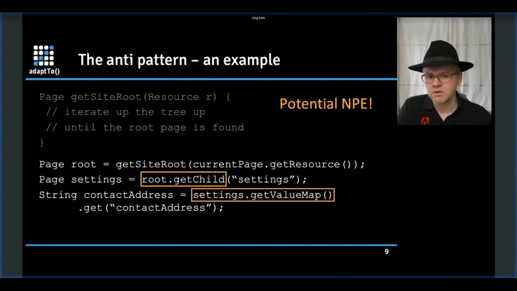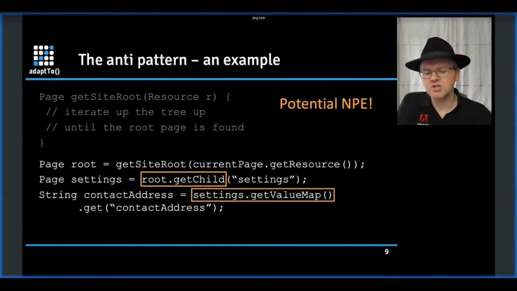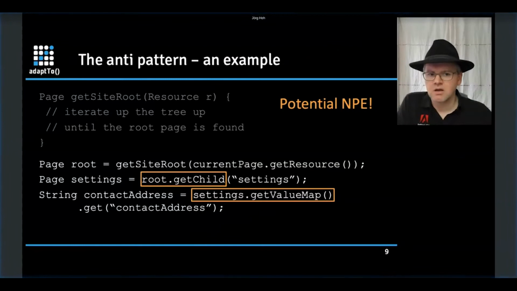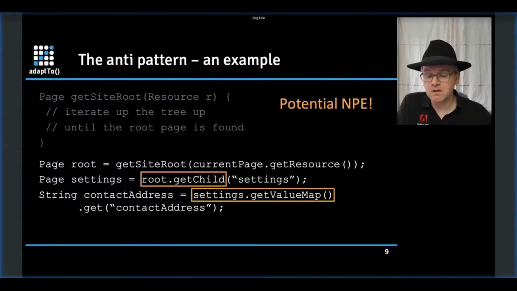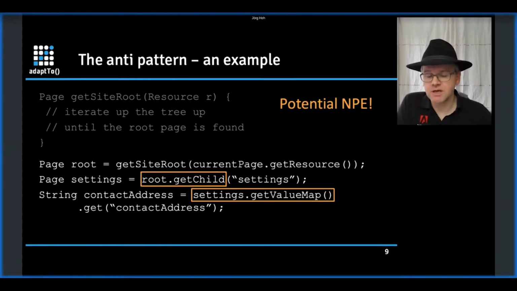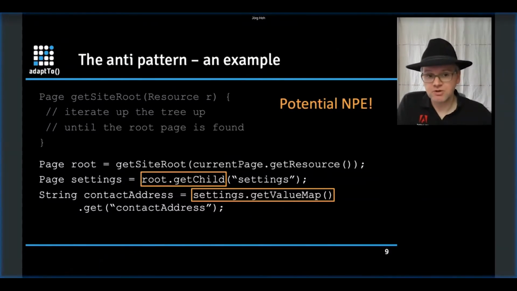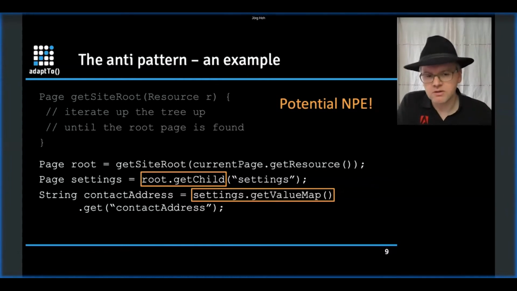A lot. First of all, we have two potential NPEs, null pointer exceptions. For example, if this settings page does not exist or it's called differently, you get back a null pointer, the same way as if the site root does not exist. And of course, settings get value map could also return null. The get could return null.